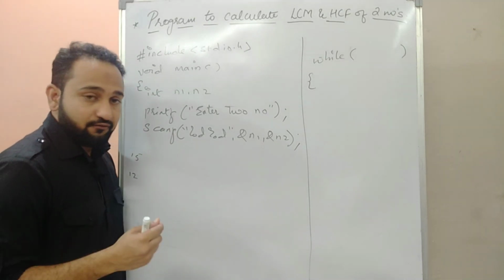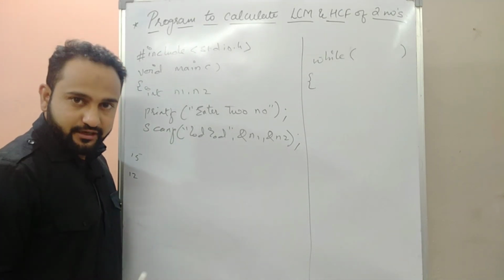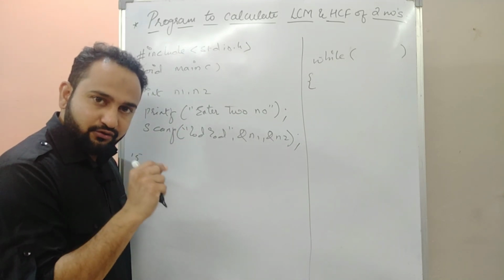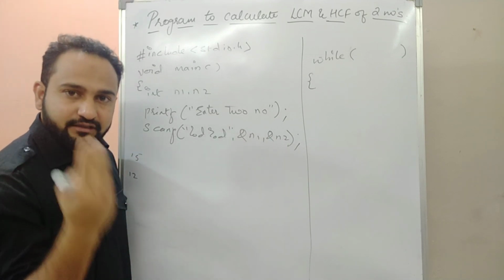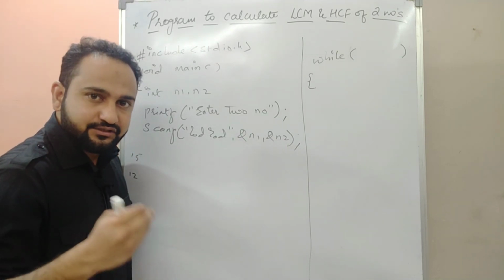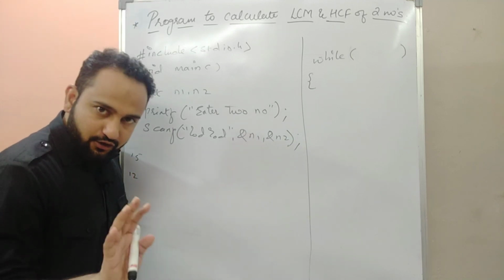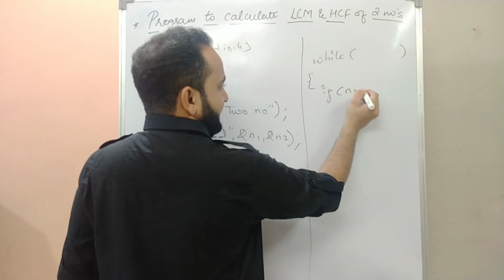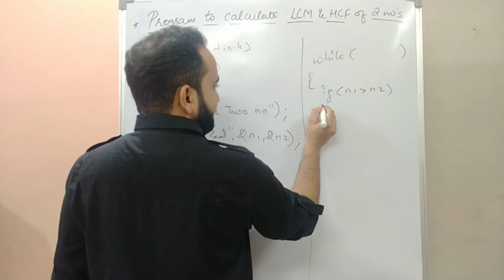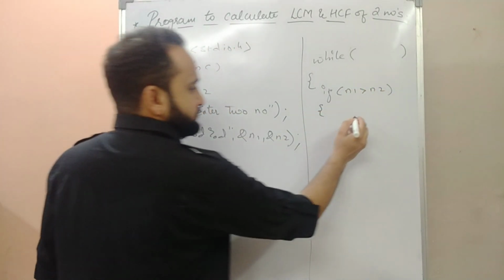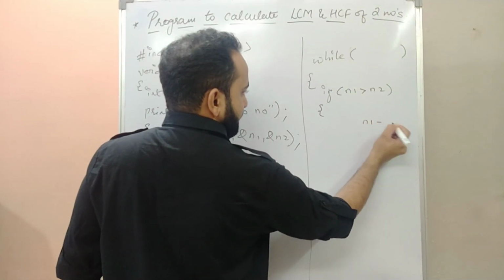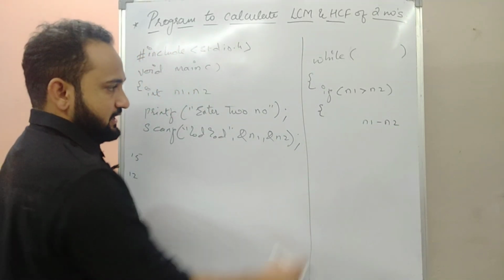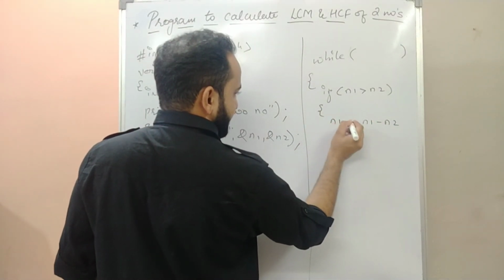So first we have to check whether n1 is greater or n2 is greater. If n1 is greater, we will perform n1 minus n2 and put that value in n1. If n2 is greater than n1, we will perform n2 minus n1 and put that into n2. I hope you're getting it. So let's write here, if the value of n1 is greater than n2, for this case, what do we have to do? We have to subtract n2 from n1 and put the final value into n1.